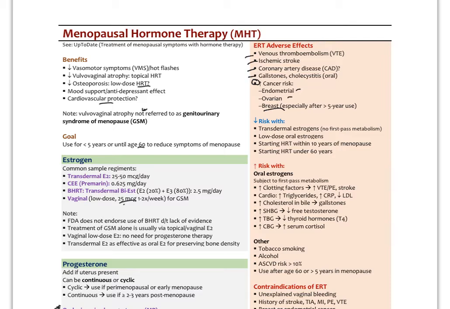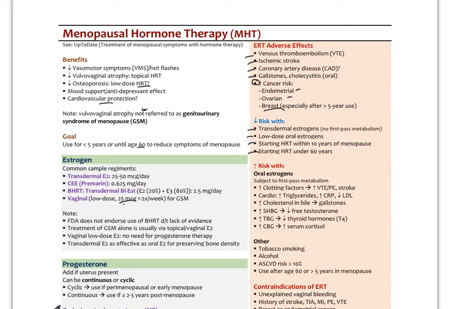The risk is decreased for these adverse effects with the transdermal estrogens, so there's no first pass metabolism, or the low-dose oral estrogens, or starting HRT within 10 years of menopause, and starting HRT under 60. So that's going to minimize our risk of these adverse effects.